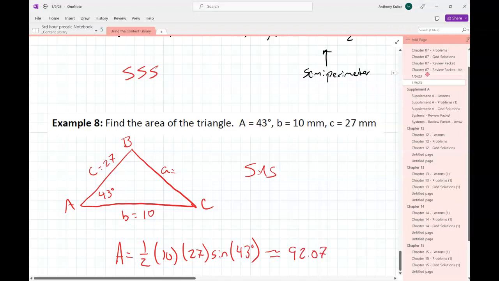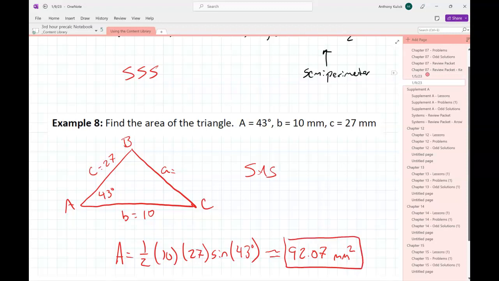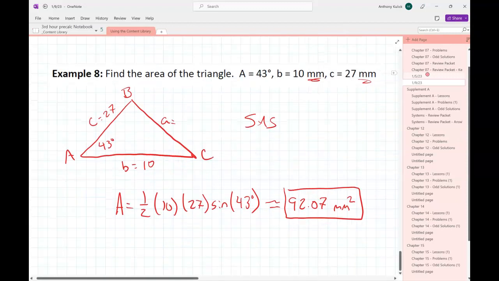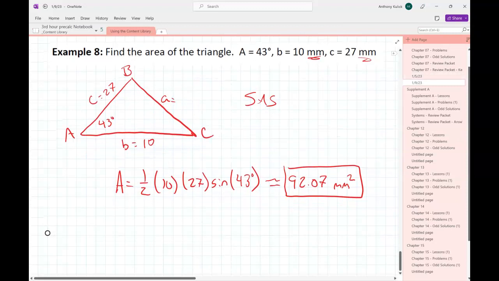And now here's something that Mr. Kulik's going to be picky about. What unit should be attached to this? Squared, because it's an area. So if I'm giving you a unit, I expect a unit in my answer, and I expect the degree of the unit to match whatever we're asking for, whether it's a length or an area. Area should be squared, length should not be. But that's not a big deal, right?